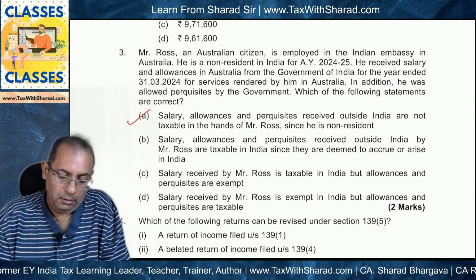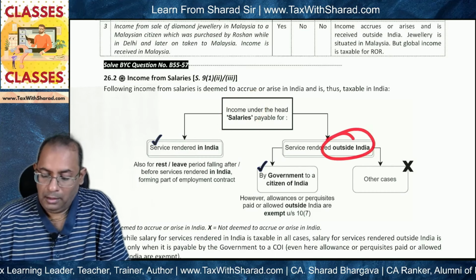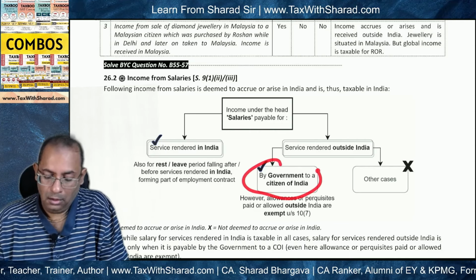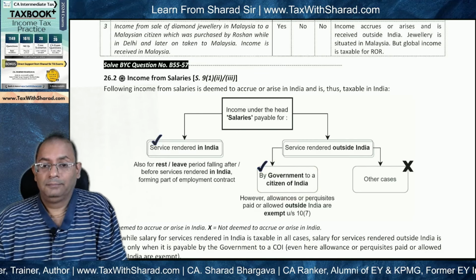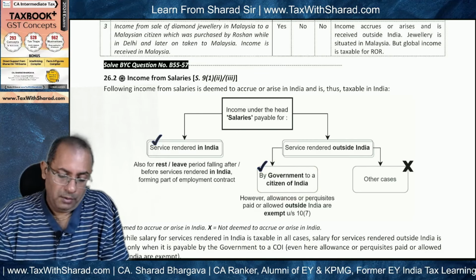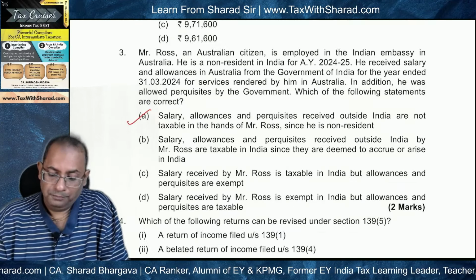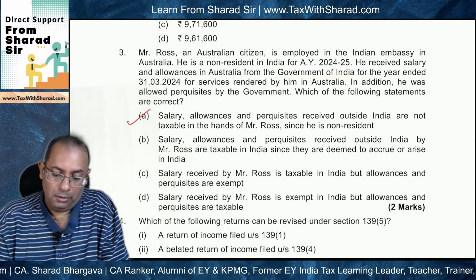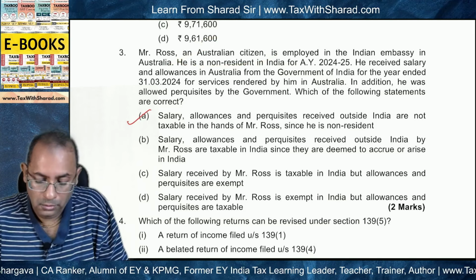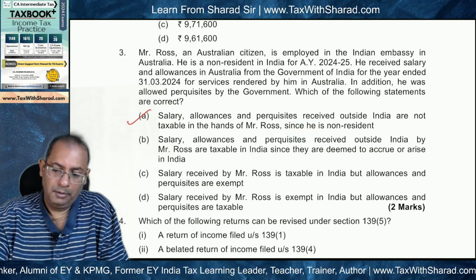Okay. Now, if we look at the provisions, salary payable for services rendered outside India is deemed to accrue or arise in India when it is paid by the government to a citizen of India. If this is not the case, then deemed provision do not apply. Okay. Now, while the salary has been paid by the government, Mr. Ross is not an Indian citizen, he is an Australian citizen, so salary will not be deemed to accrue or arise in India. Consequently, it will not be taxable in India. Okay.